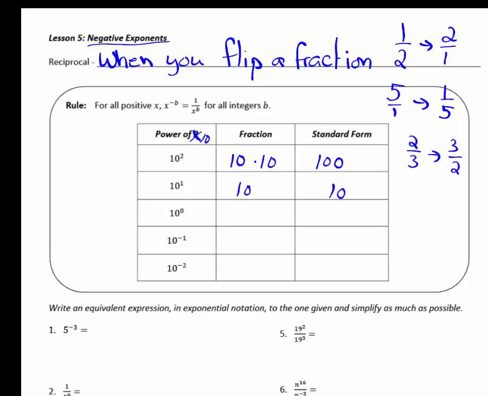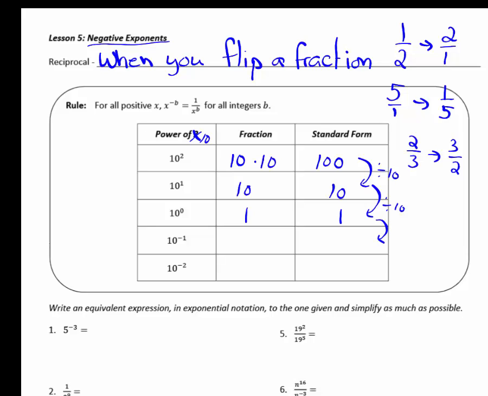Yesterday we talked about what happens when I have an exponent of 0. So anything to the 0 power is 1. That's a definition. But if you notice, as I'm going down like this, I keep getting smaller. And what I'm really doing is, to get from 100 down to 10, I'm dividing by 10. And to get from 10 to 1, I'm dividing by 10.